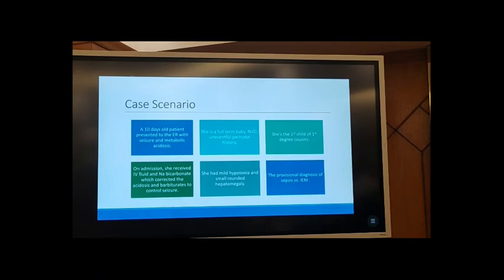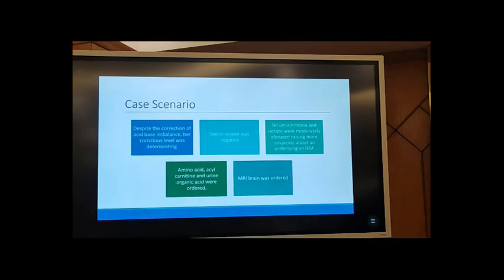Important to diagnose. Even if the child died, you have to take a sample from the child and send it for genetic and biochemical diagnosis. On admission, she received IV fluid, and sodium bicarbonate to correct the metabolic acidosis. She was mildly hypotonic with hepatomegaly, and the provisional diagnosis was sepsis versus inborn error of metabolism.